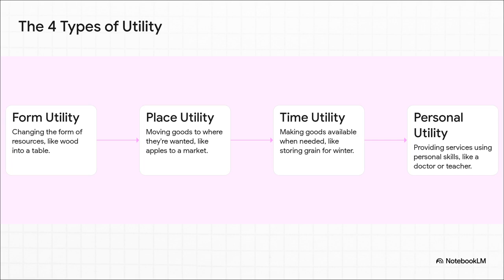Well, it turns out there are four main ways. You've got form utility, that's our carpenter changing the shape of the wood. Then there's place utility. Think about getting apples from a farm to a grocery store in the city. There's time utility, like storing grain after a harvest so we can eat it months later. And finally, you have personal utility, which is all about services, the skill of a great doctor or a teacher.